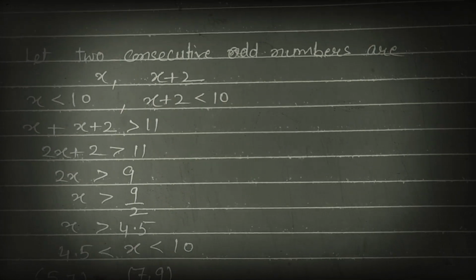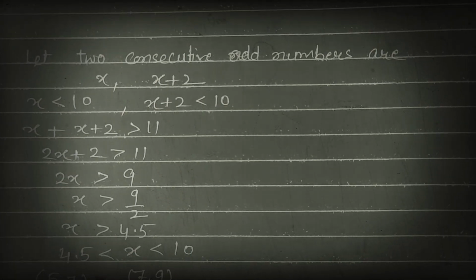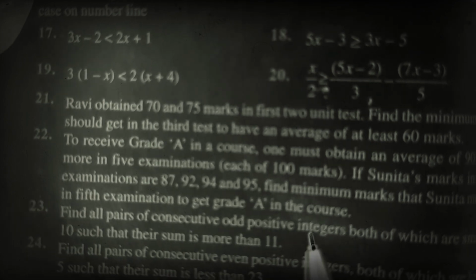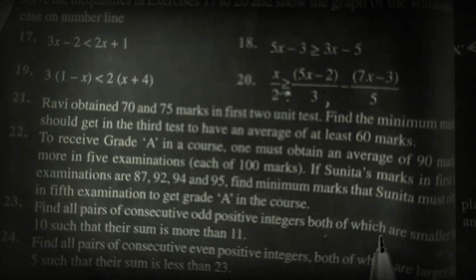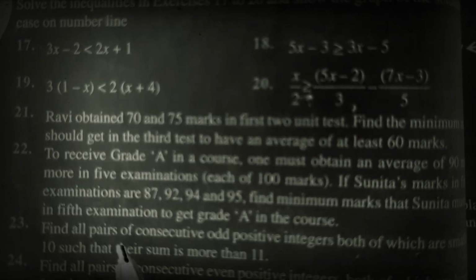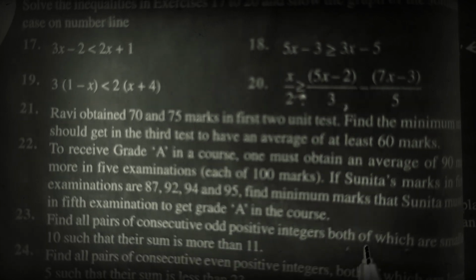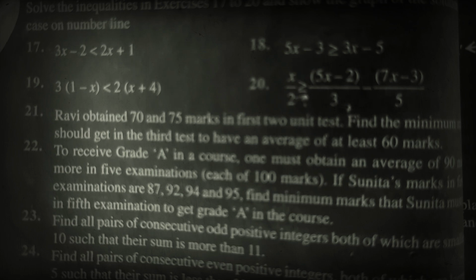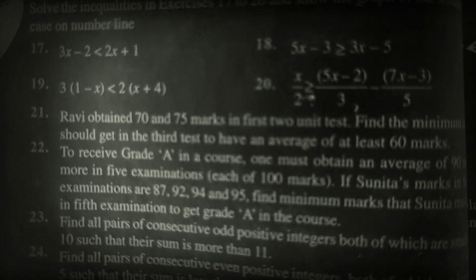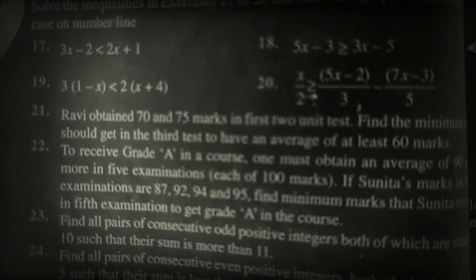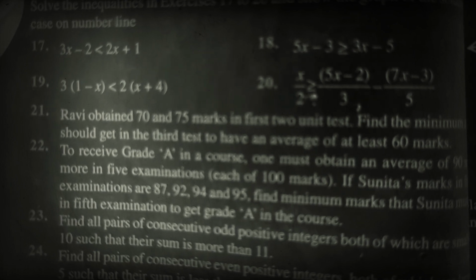Now come to the next, 23rd question. Find all pairs of consecutive odd positive integers, both of which are smaller than 10. Suppose the consecutive odd positive integers are 1, 3; 3, 5; 5, 7.